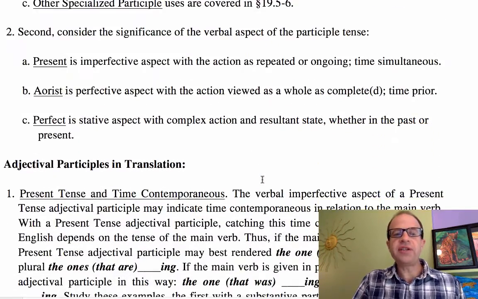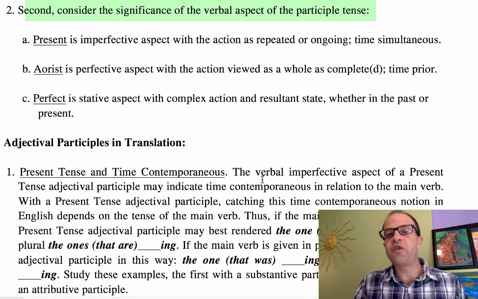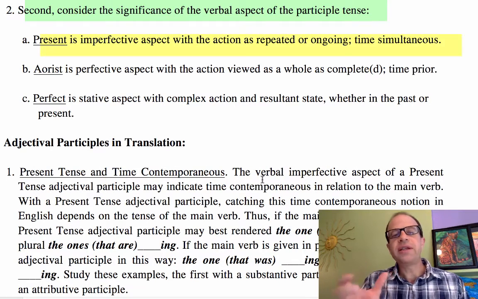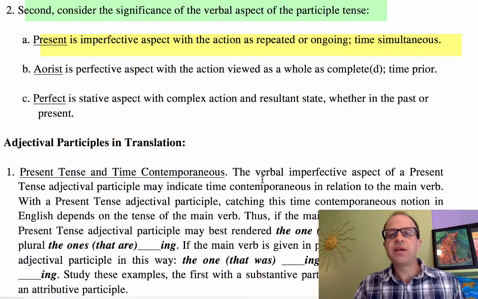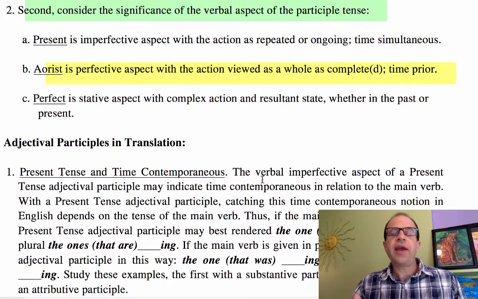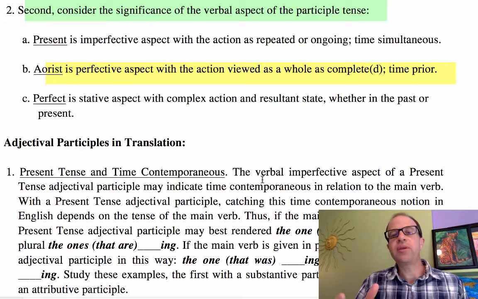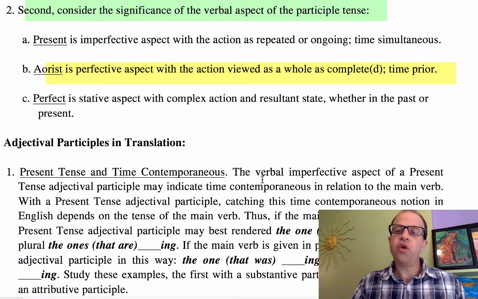The second thing to consider is the significance of verbal aspect. Present indicates imperfective aspect, where the action is seen as ongoing or time simultaneous to the main verb. The aorist tense, particularly with circumstantial participles, is time prior. It indicates action viewed as a whole, as complete or completed.